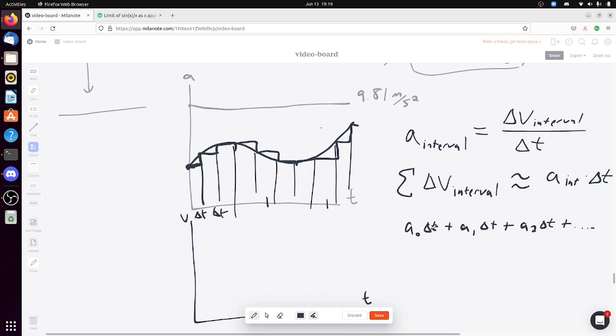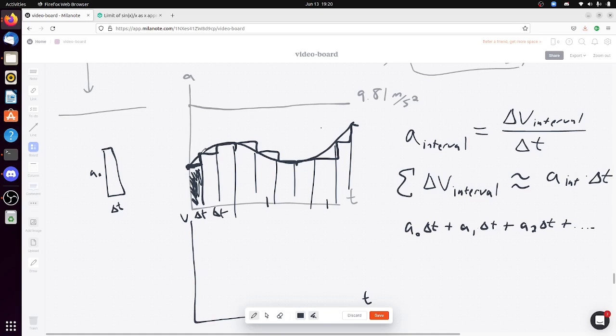So if we have a of 0 times delta t, you can actually think of this as a small rectangle, which has a width of delta t and a height of a of 0. So that's what this chunk represents. So it actually represents this first chunk here. That's one way to think about it. We're just using the definition of acceleration to come up with this approximation, but it actually does have a geometric interpretation, and that's basically the area under the curve, or an approximation of it.